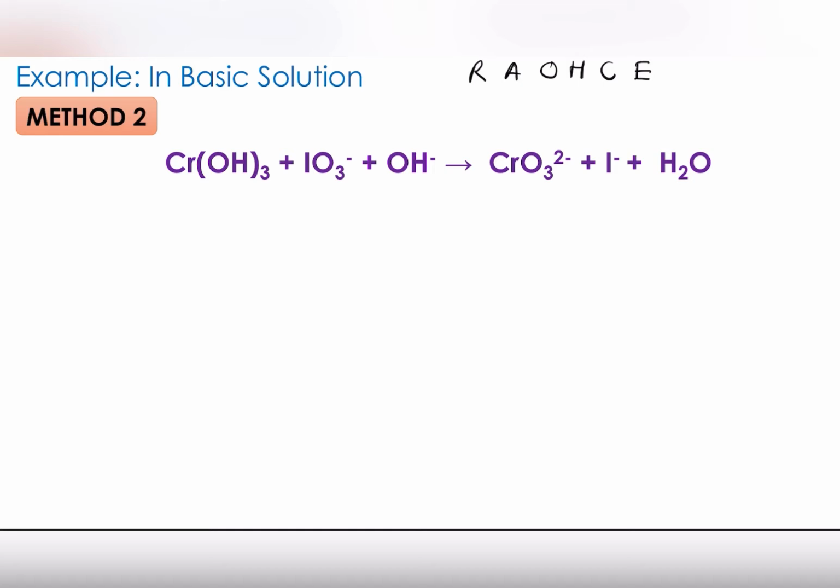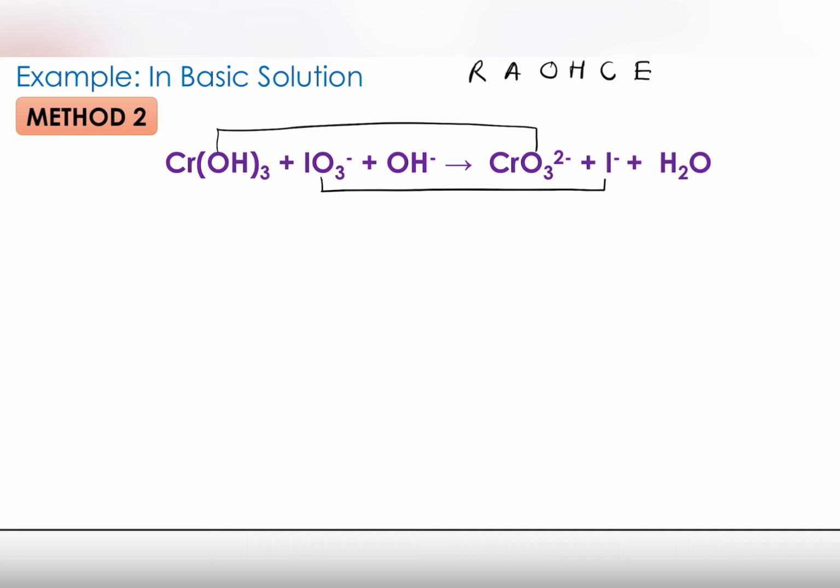Kita tentukan dua couple, di mana couple yang pertama Cr(OH)3 akan couple dengan CrO3 2-, sebab elemen yang kita lihat di sini yang sama adalah chromium. Seterusnya saya ada another one more couple, IO3- akan couple dengan I-, di mana elemen yang sama adalah iodine.